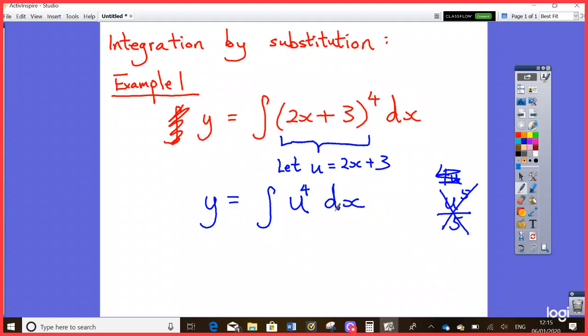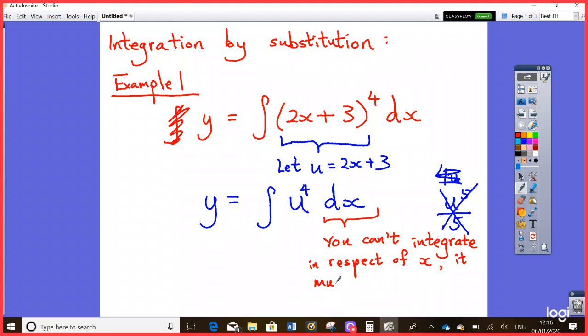So therefore, your second question you should be asking yourself is, how do I change the dx to become du? The book doesn't tell you this, and the book thinks it should be obvious, but it is not obvious. So I'm going to make a note. If you also make a note as well: you can't integrate in respect of x. It must be in respect of u.